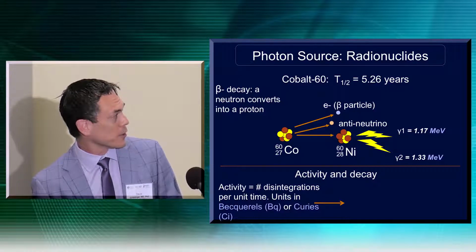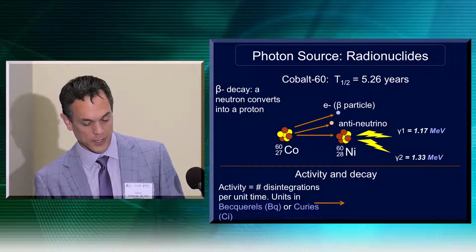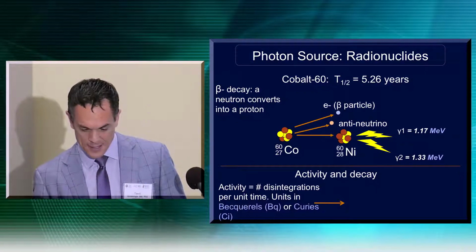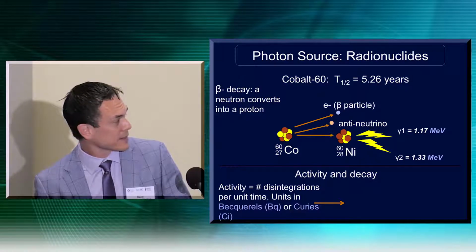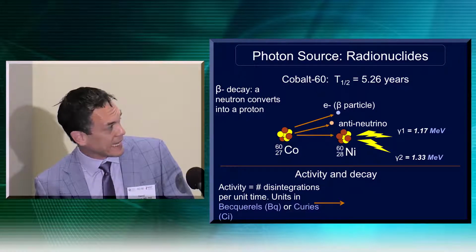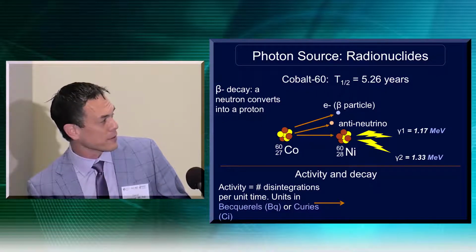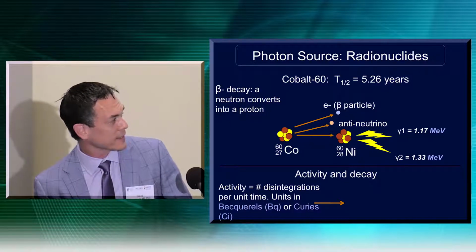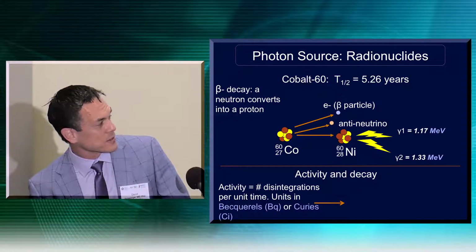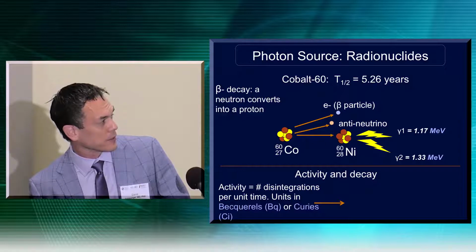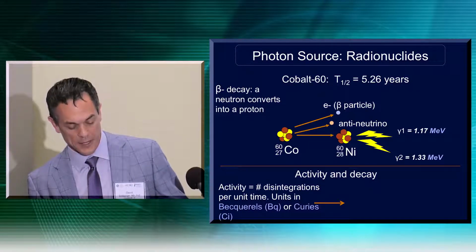And so it wants to go back and lose a neutron, so it converts a neutron into a proton, and in the process releases a beta particle, which is an electron, and that gets absorbed right away. And an antineutrino, which doesn't really like to interact, so it floats away through the universe. And we create nickel-60 at an elevated energy state, and then that decays to a ground state and releases a couple gamma rays that you can see at the end, and that's what we use to treat patients.